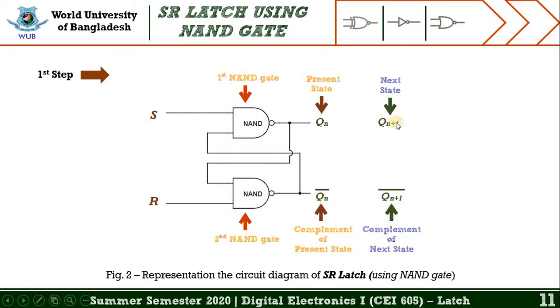Well, and in the right section, or you can say in the most right section, you may find there are two things. One is the next state of the present state, which is symbolized by QN plus 1, and in the lower portion of the right section, you may find the complement of the next state, which is symbolized by QN plus 1 bar or not QN plus 1. So let's move into the next slide.